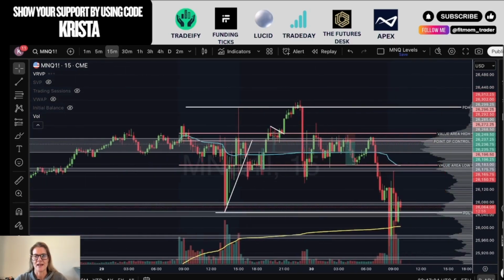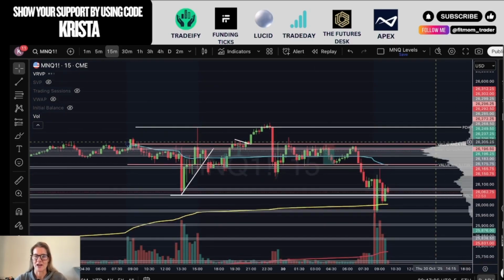But the reason that I was expecting that to be an area of resistance is you can see there was a lot of trading in that area, and it wasn't going to easily cut through that level.